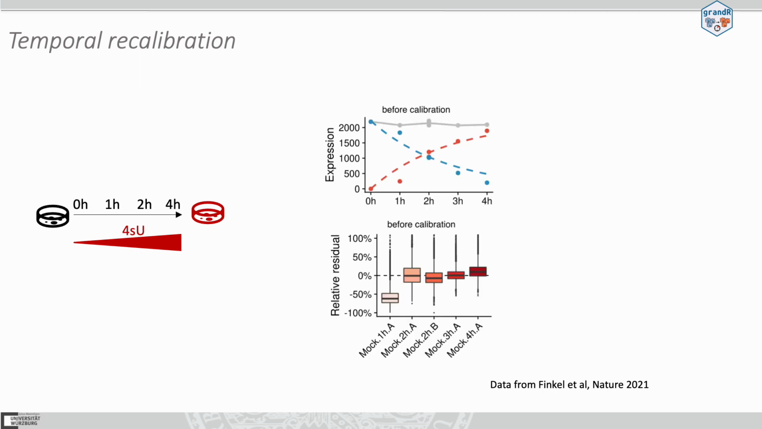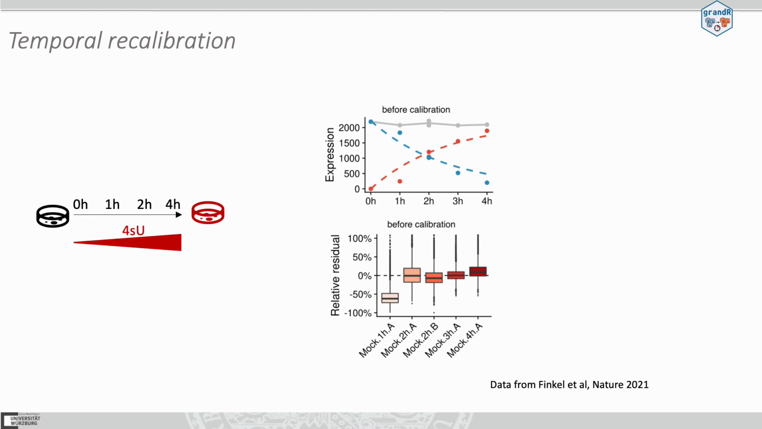And we can actually observe this effect in data. So here in the line plot, we can see that the 1 hour time point would fit way better around 30 minutes. And this is not only true for this one gene, but it's a global effect. If we look here at the box plot, we see that the relative residual was negative in the early time points for almost all genes.